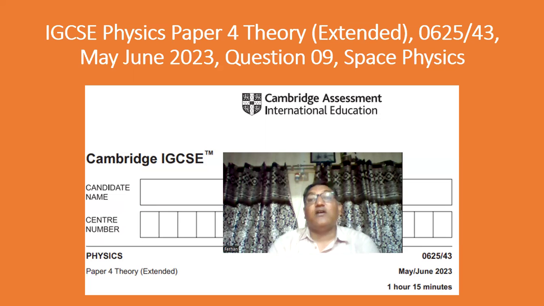It's paper 4. This physics is a theory paper, and this is the standard physics. The code for this subject is 0625. We have selected the May-June 2023 4-3 paper. This paper 4 belongs to zone 3.